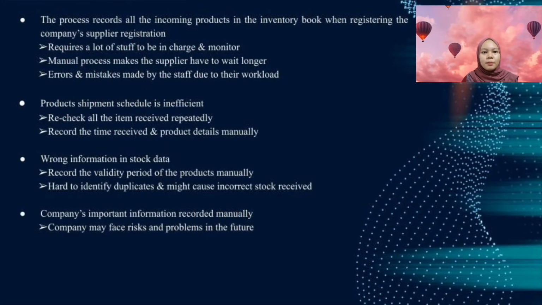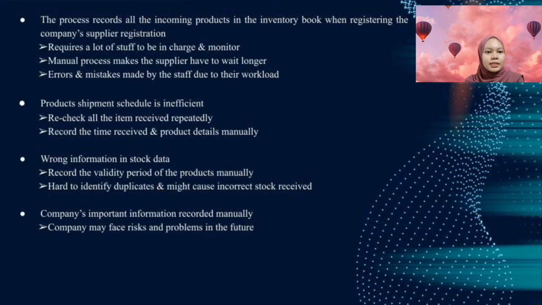There are some issues that can be fixed based on the current system. The existing system used by the company is not effective and very outdated. The current system, which records all the incoming products in the inventory book, clearly has obvious problems when it comes to the company supplier registration. Basically, it requires a lot of staff to be in charge and monitor from time to time. So, almost all the time, the suppliers have to wait for a moment because of the manual process, which makes the time to be dragged. Even worse, the staff often make errors and mistakes in the registration process due to their workloads.